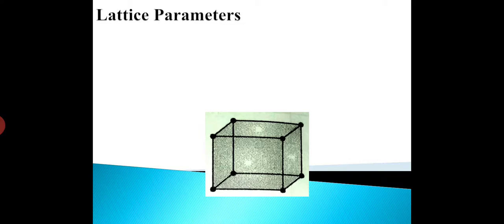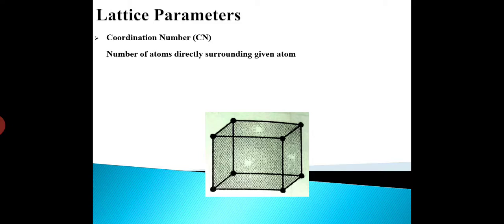First we will see coordination number. Coordination number, which is also called the ligancy number, is defined as the number of atoms touching the central atom. In another way, we can say it is the number of atoms directly surrounding a given or central atom.